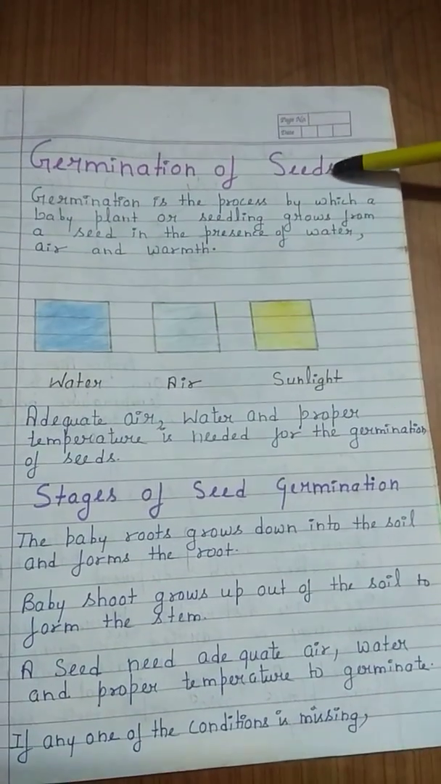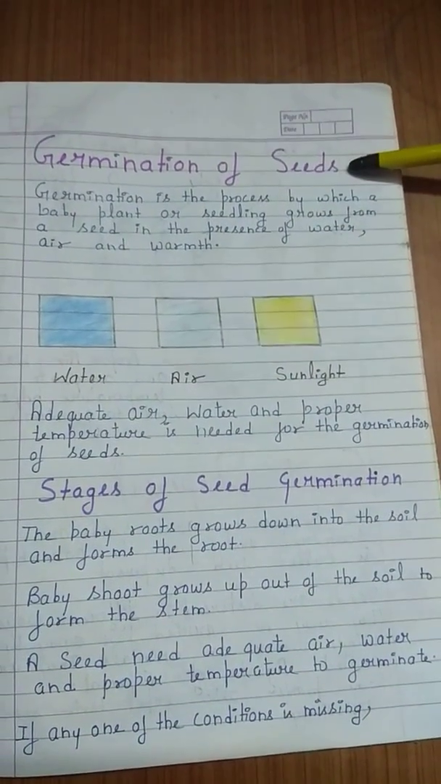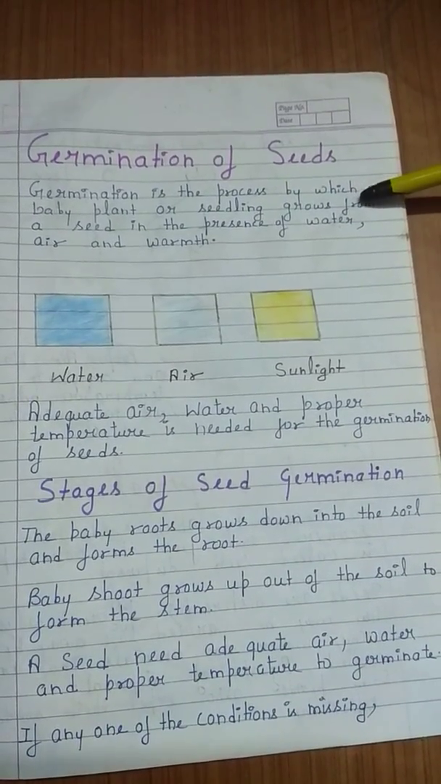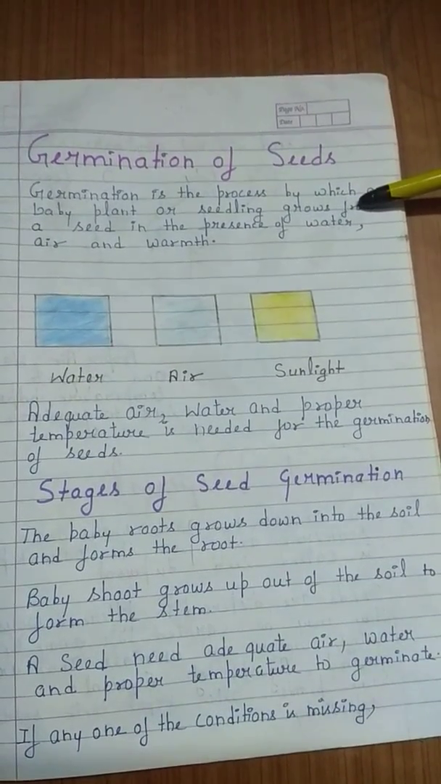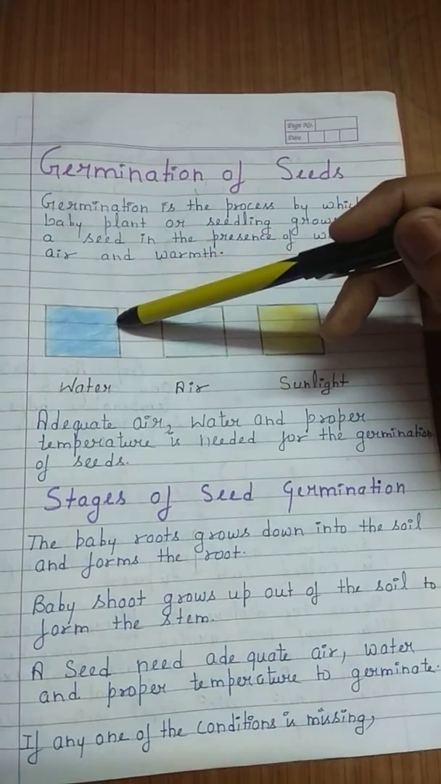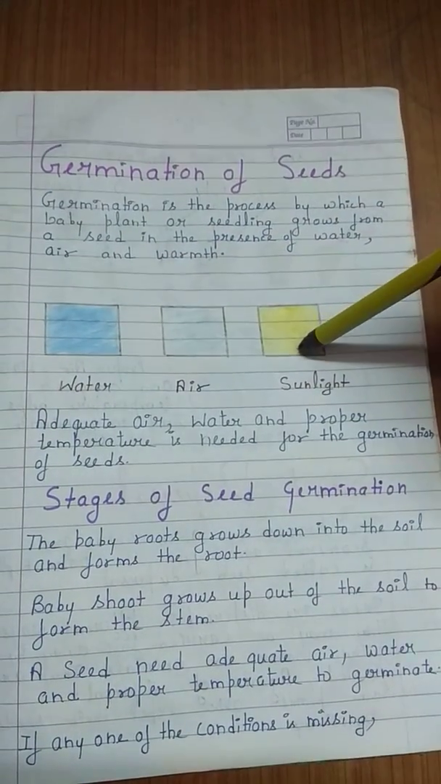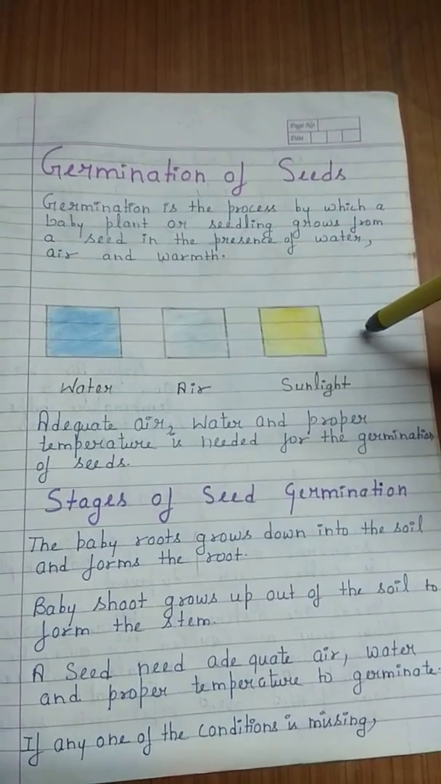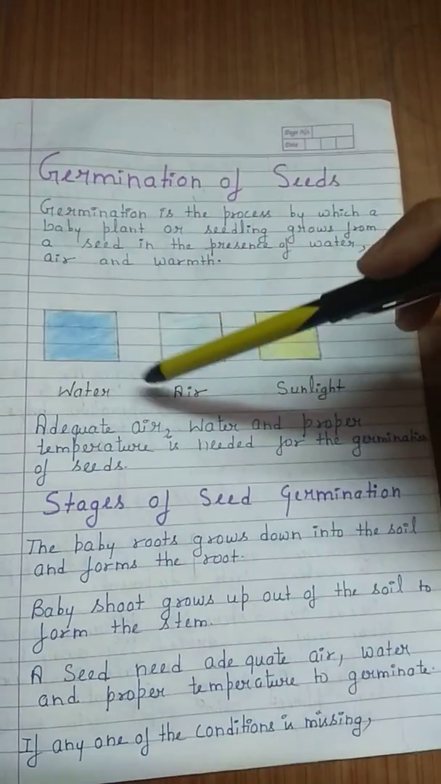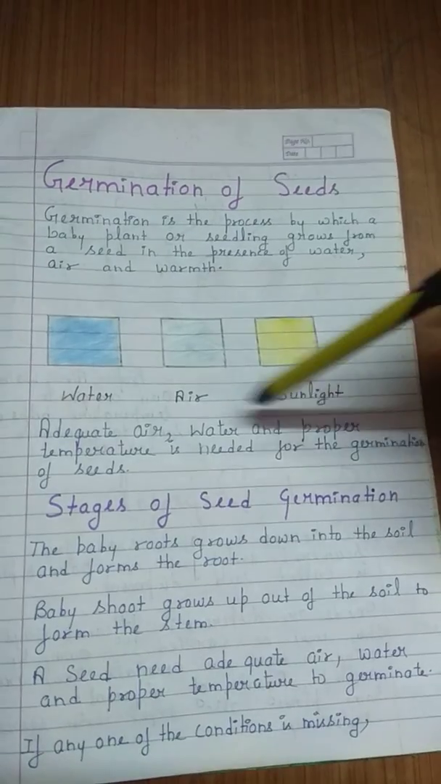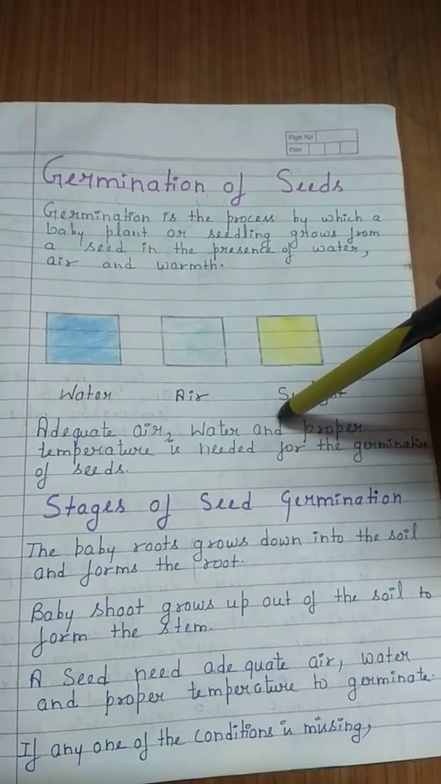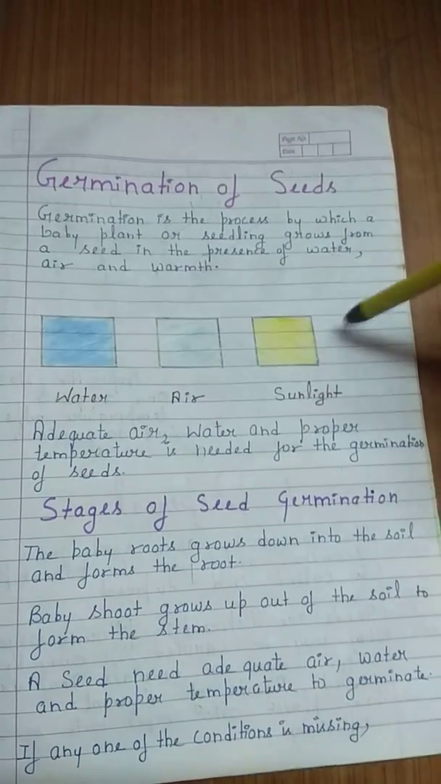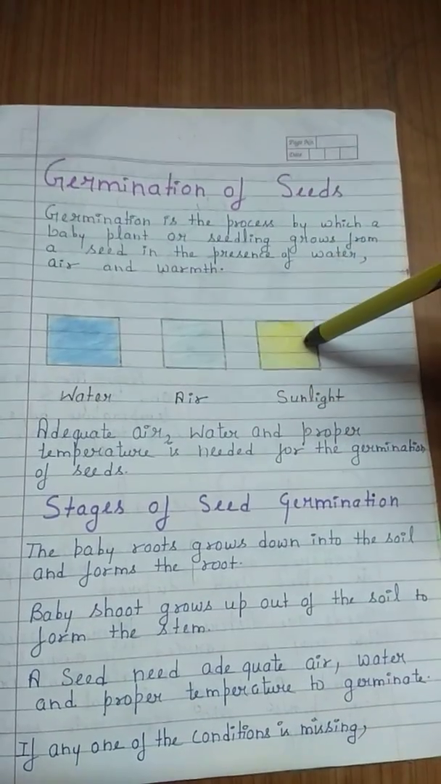Now, germination. What does germination mean? Germination is the process by which a baby plant grows from a seed in the presence of water, air and warmth. Here you can see water is there, air is there and sunlight is there. All these together give birth to the plant or help the plant to grow. Adequate air, water and proper temperature are needed for the germination of a plant. For a plant to grow easily, all these things are needed: water, air and sunlight.